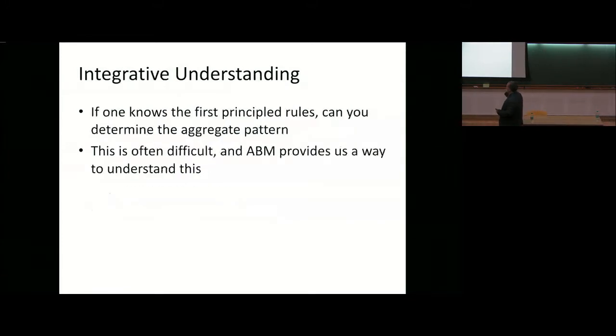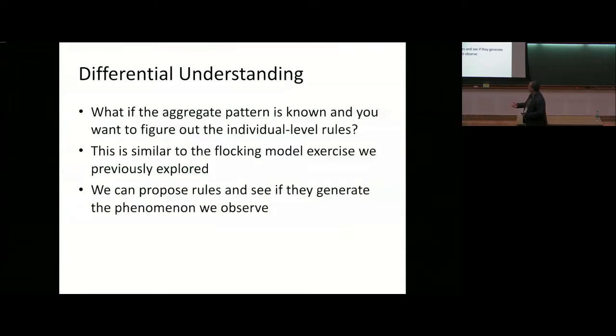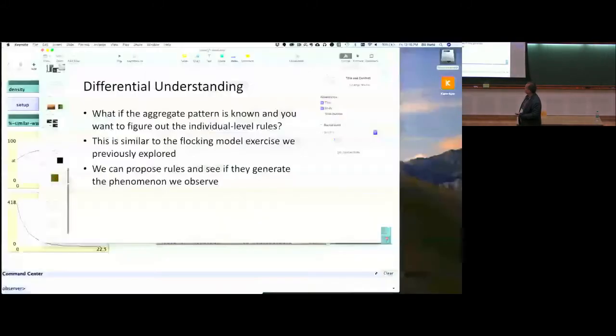And I should say there are two ways of approaching this. One is integrative understanding. If you know the first principle rules, you can figure out the aggregate pattern. And then there's differential understanding. If you know the aggregate pattern, you figure out what individual rules give rise to it, right? So there are two different ways to approach agent-based modeling: from the integrative perspective and the differential perspective.